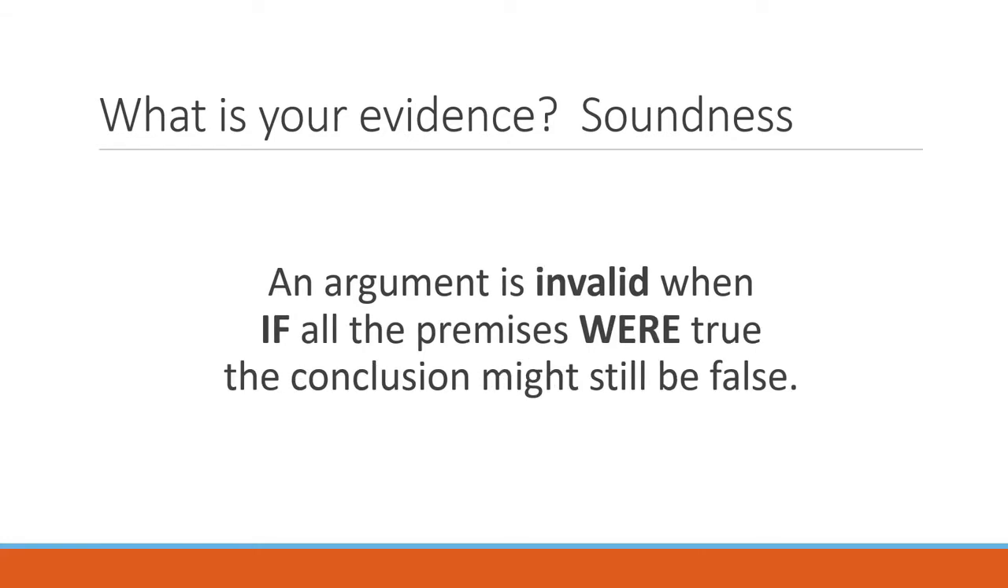So an argument is invalid then when, if the premises were true, the conclusion could still end up being false. Again, we don't care if the premises are actually true or false when we're thinking about validity. We only want to think, let's suppose for the sake of argument that the premises are true. If the premises were true, would it be possible for the conclusion to be false? If the answer to that is yes, then it's an invalid argument.